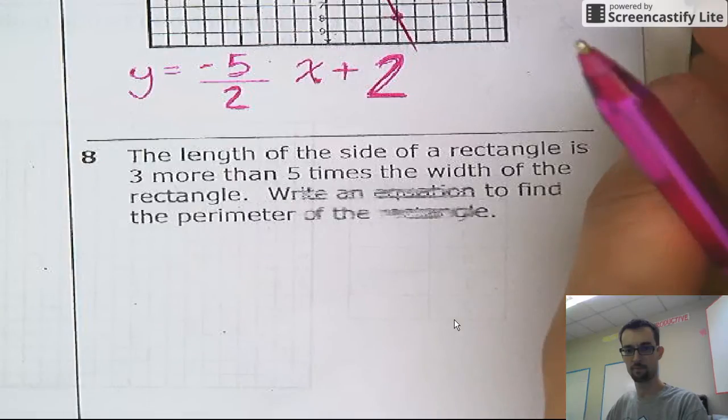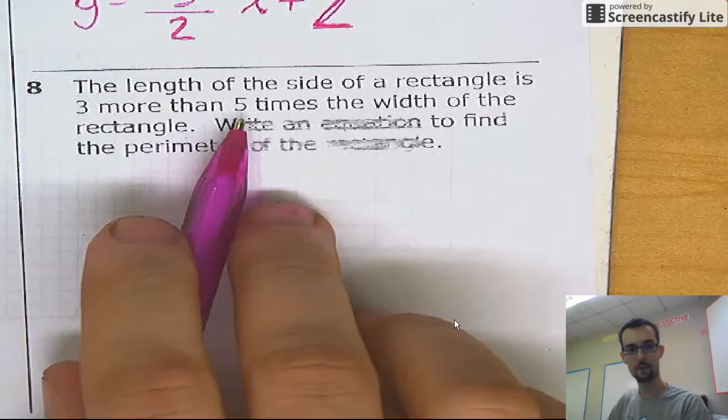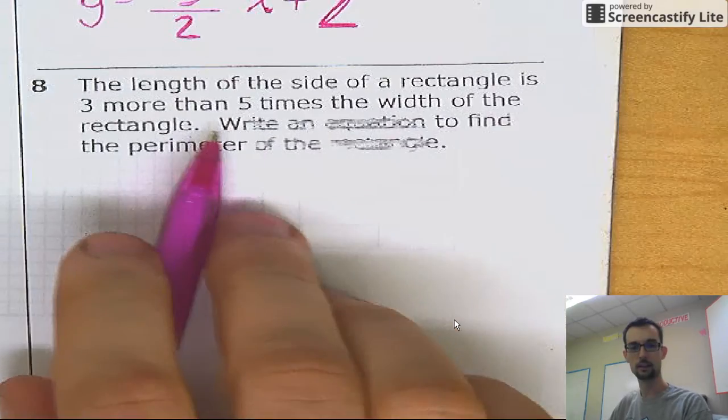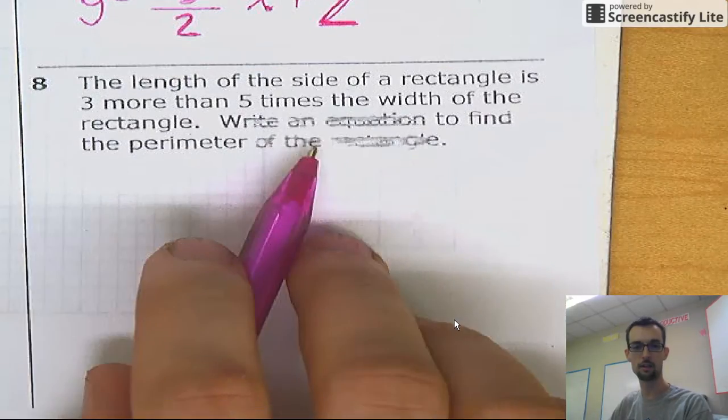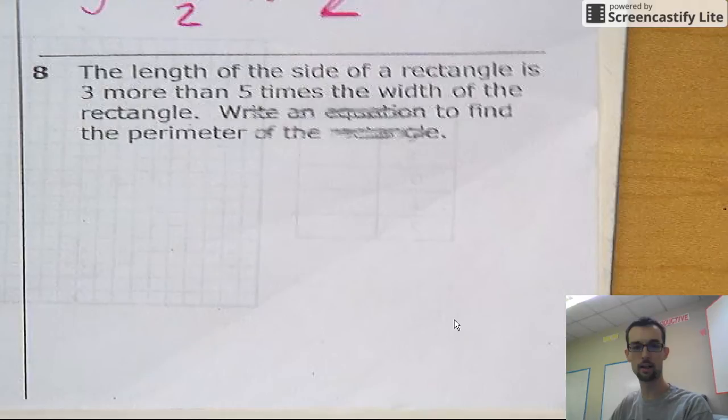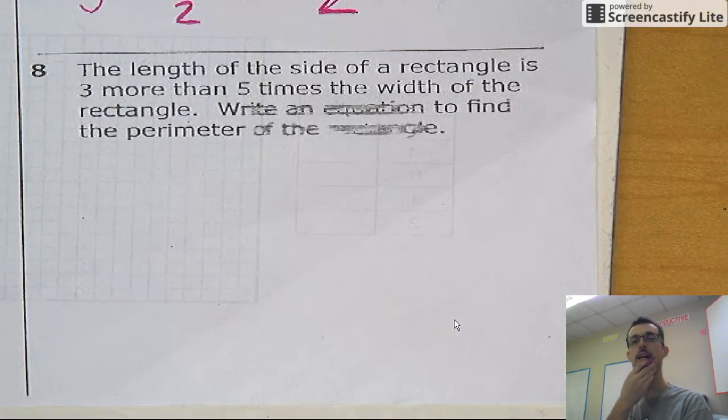All right, the length of the side of a rectangle is 3 more than 5 times the width of the rectangle. Write an equation, kind of blurry here, to find the perimeter of the rectangle. All right, my first thing on this question is, I'm trying to find the perimeter.